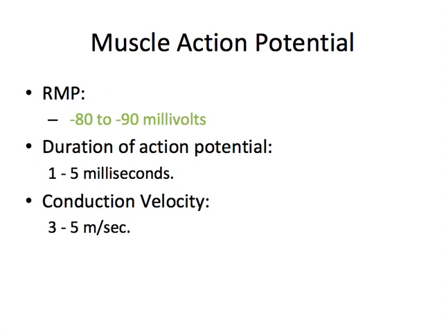Resting membrane potential of muscle fiber ranges from minus 80 millivolts to minus 90 millivolts, while the duration of action potential is around 1 to 5 milliseconds. Velocity of conduction is usually from 3 to 5 meters per second.